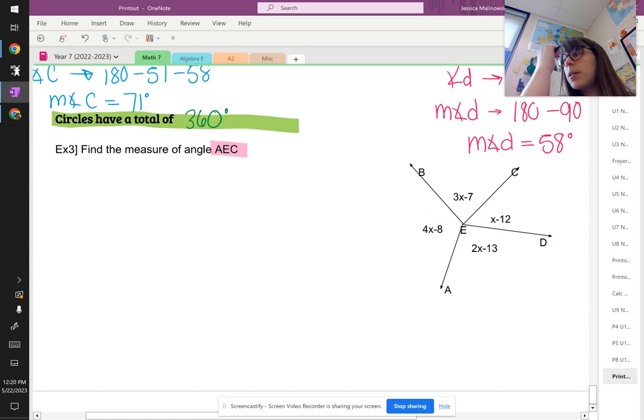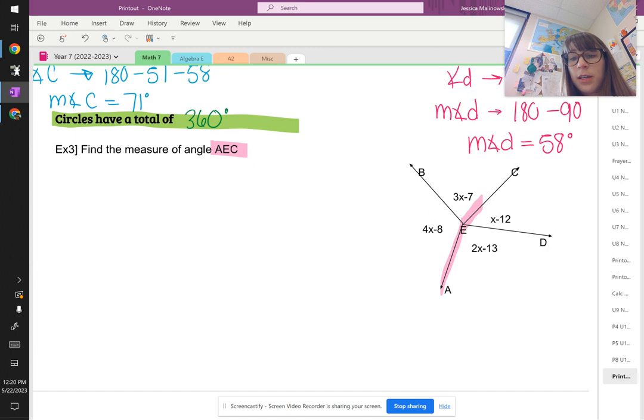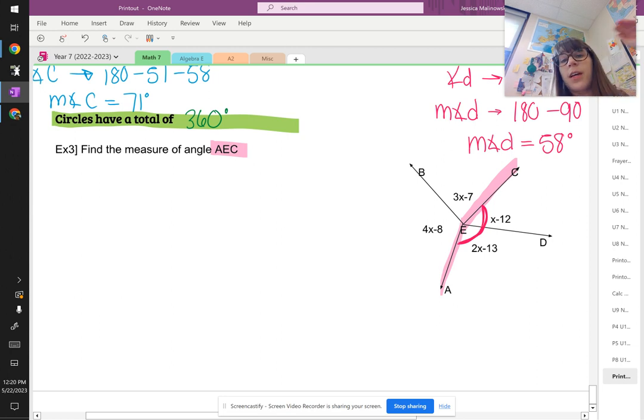AEC. So remember that middle one, that E is the vertex. So AEC would be this whole angle here. So I can see that in order to find that pink angle, I'm going to have to add these two angles in here together to get that whole angle opening.